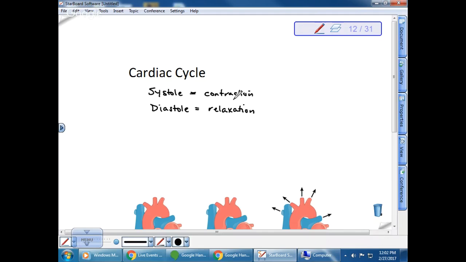So when we think about systole and diastole, oftentimes we think about blood pressure. So we could talk about systolic versus diastolic blood pressure. And this is actually directly related to the ventricles. So this relates to what is happening in the ventricles.